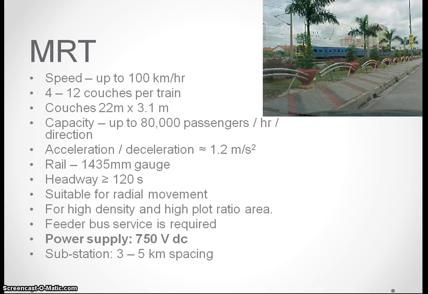We need feeder bus service to ferry passengers to the final destination, and usually the power supply is 750 volt direct current, and you need substations for electrical supply, at between 3 to 5 kilometer spacing. You cannot provide more because the voltage drop will be quite high.